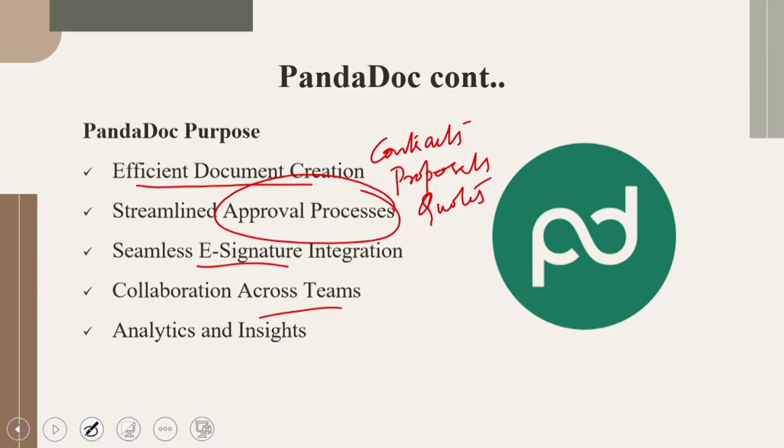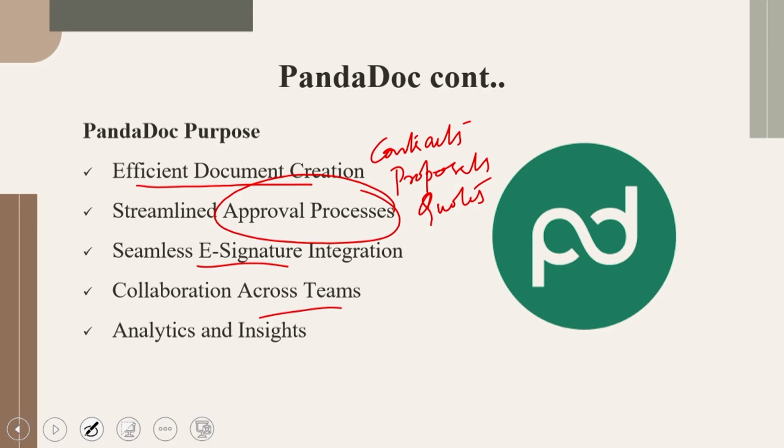Gone are those days where you actually work on a document, you send it to a different section, they download it, they work on it, and then they upload it and send it to a different section. So gone are those days. We are looking into real-time working on the same document across teams, across platforms, across functional departments. So this collaboration is essentially facilitated by PandaDoc. There is no denying the fact.